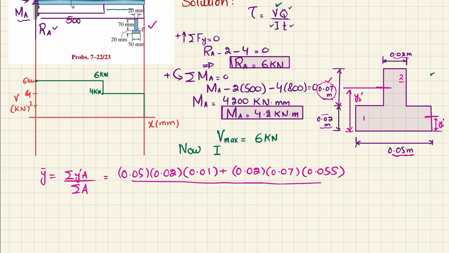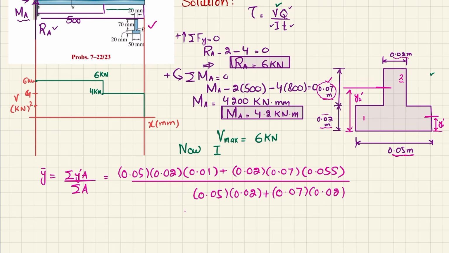Divide by the sum of all area, which is area of 1, and area of 1 was 0.05 into 0.02, plus the area of 2, which is 0.07 into 0.02. So when you solve this, you will get the location of the neutral axis from the base comes out to be 0.03625 meter. So it means that y dash is this one.